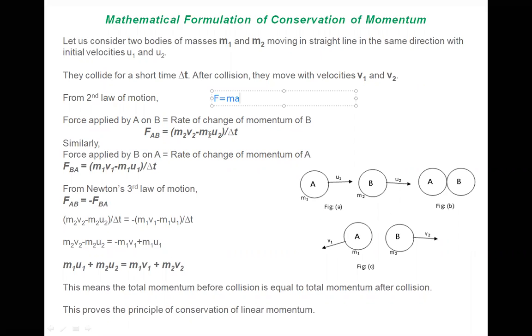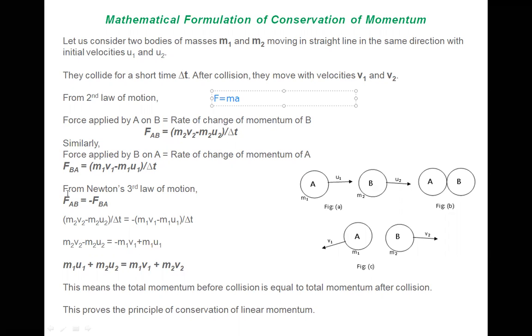v is the velocity, u is the initial velocity, and v1, v2 are the velocities after collision. By putting the values I will get FAB is equal to m2v2 minus m2u2 upon delta t. Similarly, what is the force applied by B on A? It is m1v1 minus m1u1 upon the time delta t.